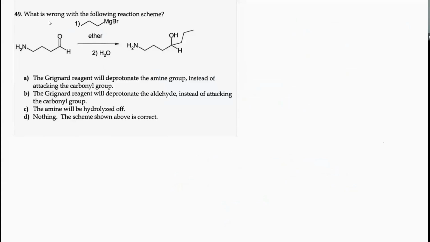Okay. What is wrong with the following reaction scheme? This is one of the very often tested Grignard concepts. So let me see if you guys can think about it and tell me what's going to happen. What is the right answer? Anyone?